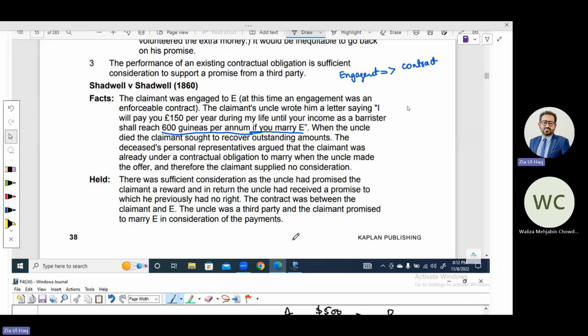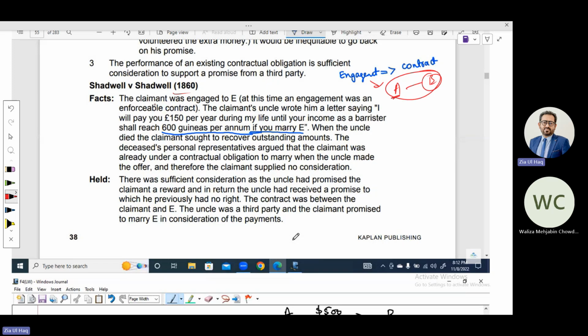There was a contract between a person A and E, and that contract related to engagement, meaning A was engaged to E. And at that time in 1860, the contract for engagement was a legal contract. I mean, if you were engaged to a person, you had to marry that person. If you did not marry after engagement, this was illegal.